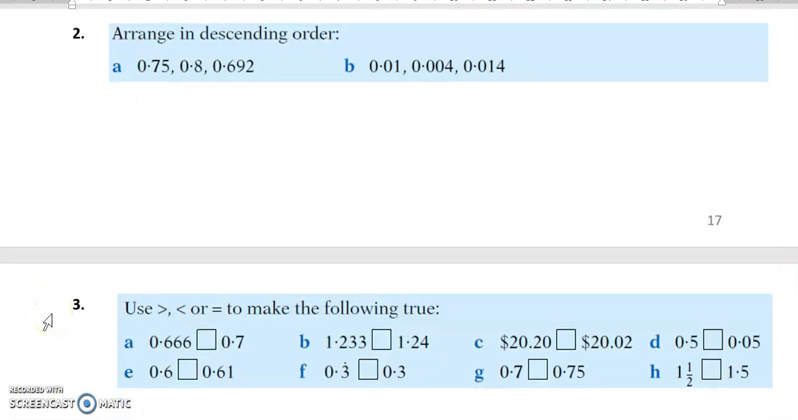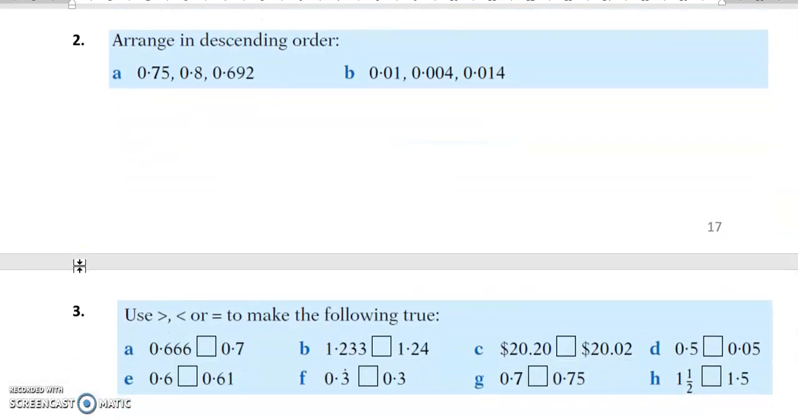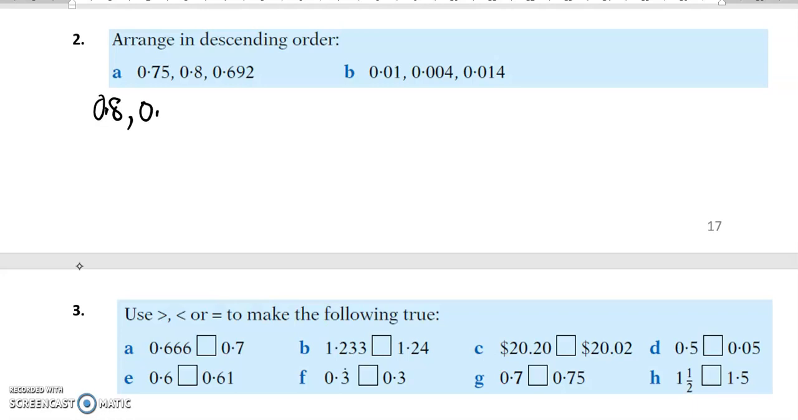Then we do descending, so we're doing the opposite. We're doing biggest to smallest instead of smallest to largest. So going down, so the biggest one here would be 0.8, then 0.75, then 0.692. You have a go at the next one yourself.